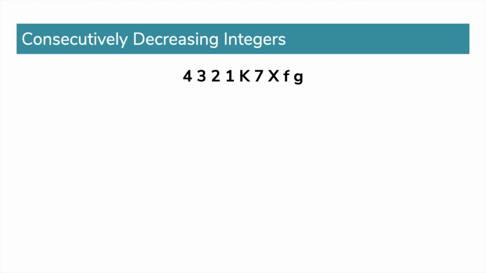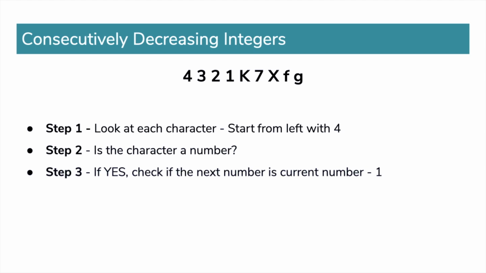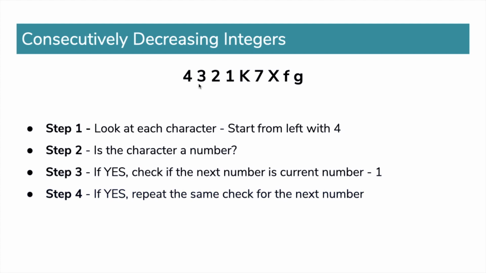Let's look at the next requirement, which is for disallowing consecutively decreasing integers. So let's take this example where the password is 4321K7XFG, right? Now the step is going to be the same in the sense that we'll have to start from the left. Here in this case, starting with 4, we'll have to check if the character is a number. The only difference here is we are checking if the next number is current number minus 1, right? So here we have to check whether the next number, which is 3, is 4 minus 1. If it is yes, we have to repeat the same check for the next number. So in the next scenario, it will be whether 2 is 3 minus 1. If such a case is true for more than or equal to 3 times, we'll have to raise an error.